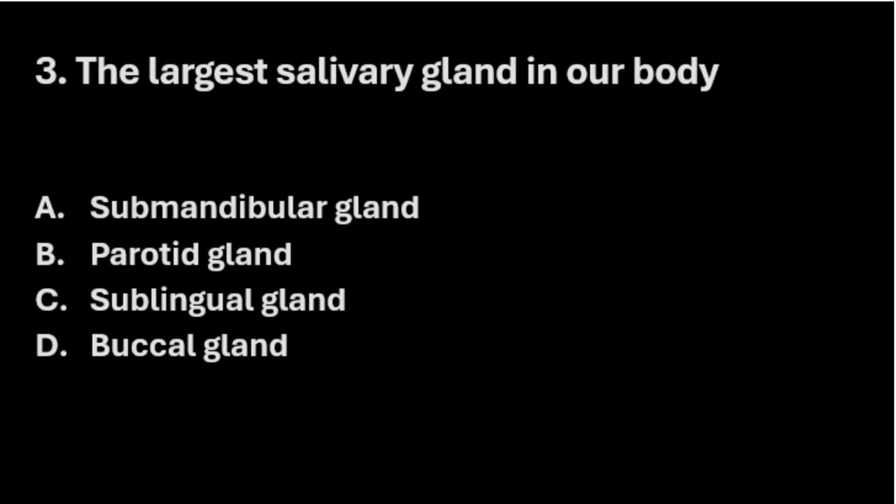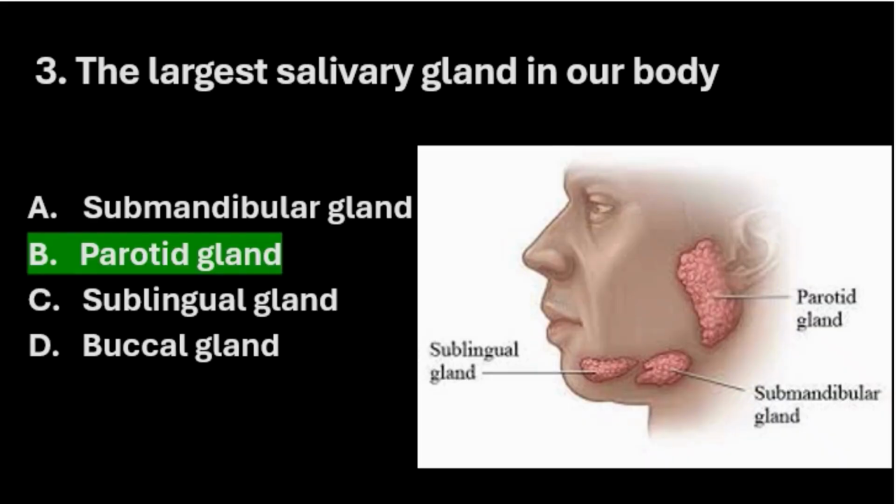Next question, the largest salivary gland in our body. Option A submandibular gland, option B parotid gland, option C sublingual gland, and option D buccal gland. The right answer here is option B parotid gland. You can see the diagram here. The parotid gland is the biggest gland. The other glands are here, sublingual gland and submandibular gland. Both these glands are smaller than parotid gland.